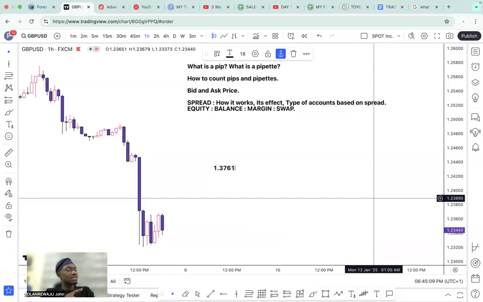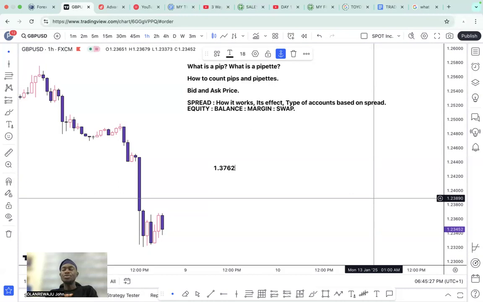You know, we have 1.3761. So we'll be adding 1 to that 1. And remember, we said increasing. So that will be 1 plus that 1. That will be 2.